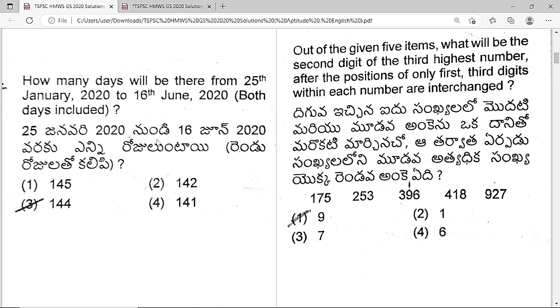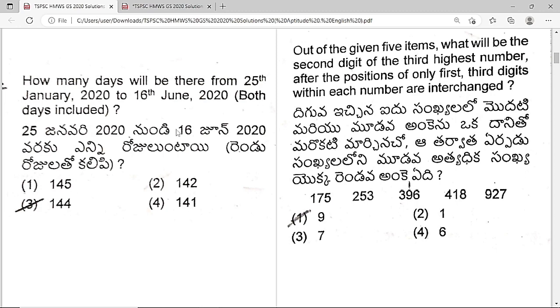In this question they are asking how many days are there from the 25th January 2020 to 16th June 2020. It is the same year. Between these two dates we need to find the number of days, and both days are included, so these two days also we need to count. Option C, 144 days, is the correct solution of this question.